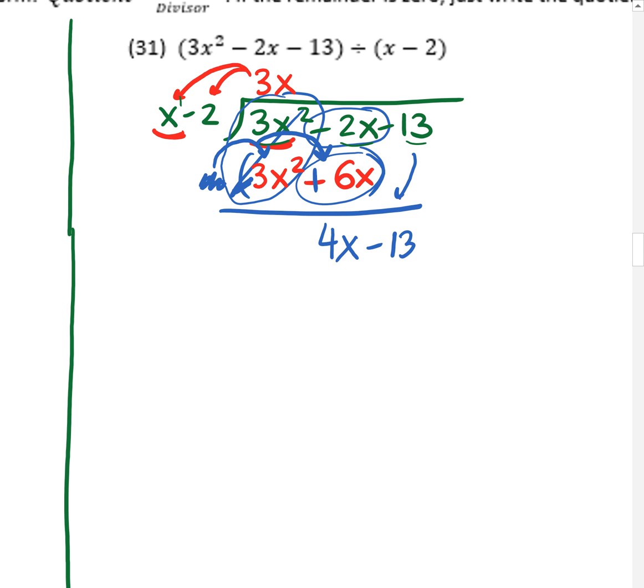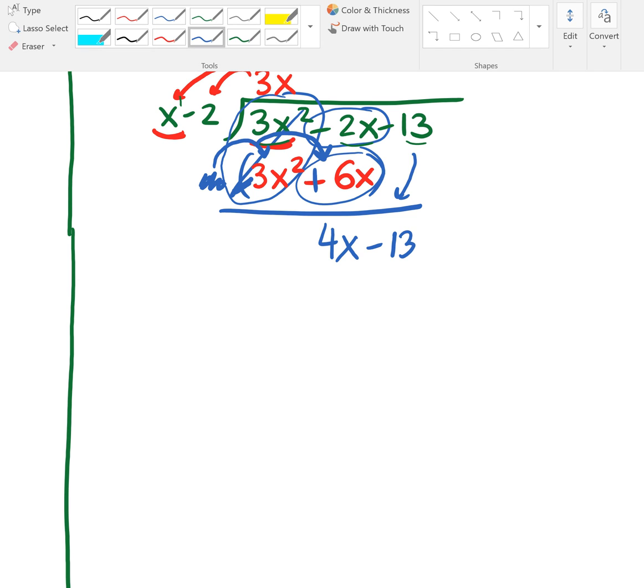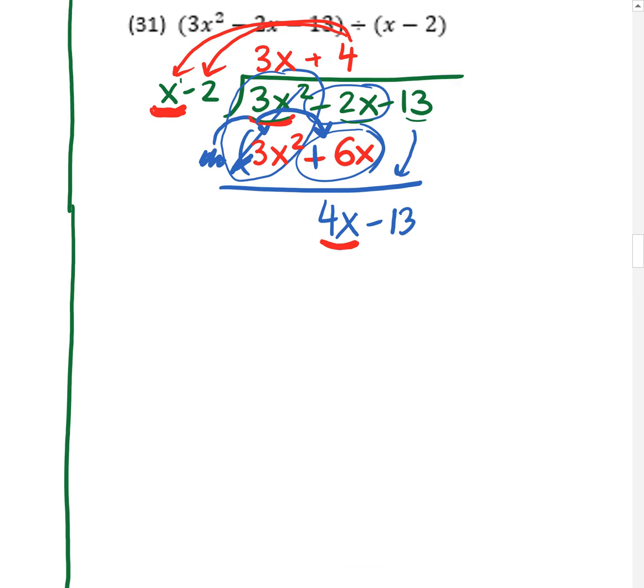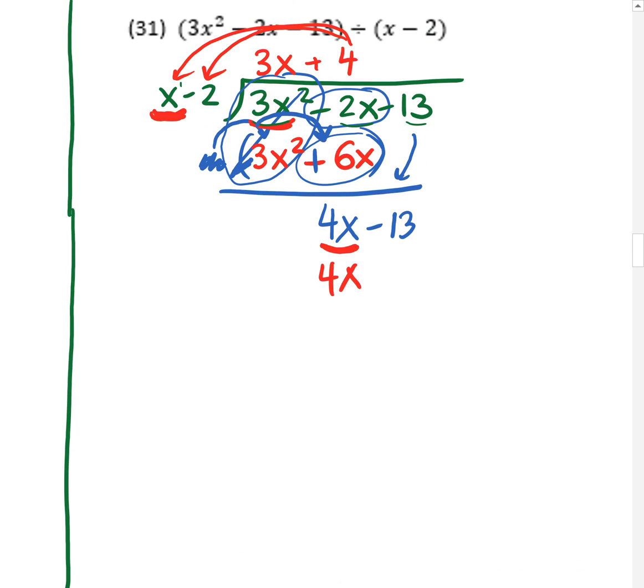So we must be on the last cycle because I'm bringing down the last term. And I'll ask myself, okay, how does x, the guy outside, divide into 4x? Or in other words, x times what is 4x? It would be 4, a positive 4. All right, now I'll multiply that 4 by both of the terms in the divisor, 4 times x and then 4 times negative 2. So 4 times x, that makes 4x. 4 times negative 2 makes negative 8.